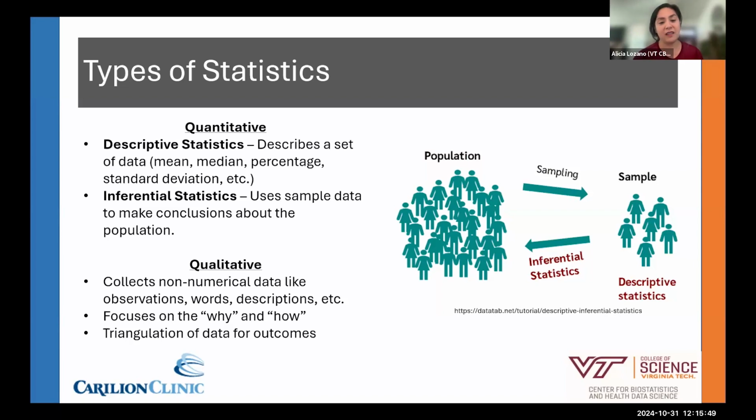And then lastly, triangulation is essentially a process where multiple data sources or methods are used to ensure the accuracy and credibility of findings. In qualitative research, triangulation often involves combining observations, interviews, and other qualitative measures to validate your outcomes. Both of these types of statistics are crucial in research. Quantitative statistics give us measurable data, while qualitative statistics provide depth and context. Together they provide a comprehensive understanding of your research questions.